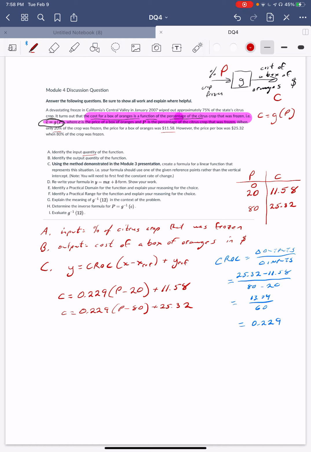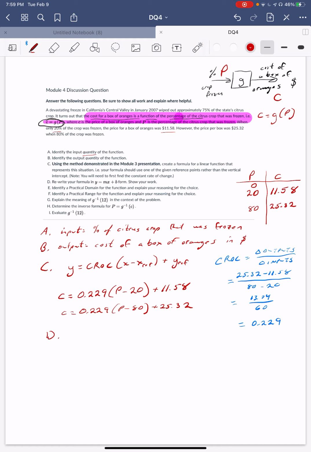Part D says to rewrite this equation so that it's in the y equals mx plus b format. You can do that by distributing. You could distribute this across the P and across the 80 and then simplify. Or you can plug in 0 into the P-value to find the corresponding output when the percent frozen is 0. So I'm going to do it that way.